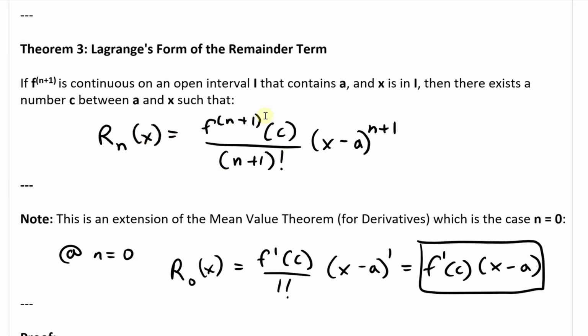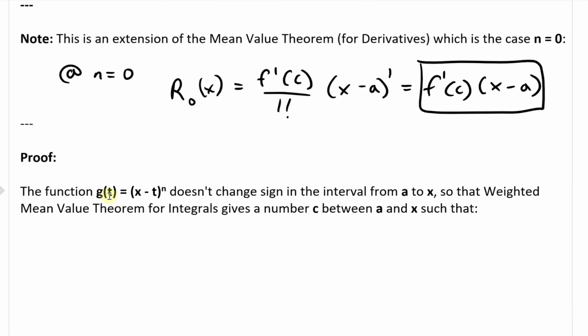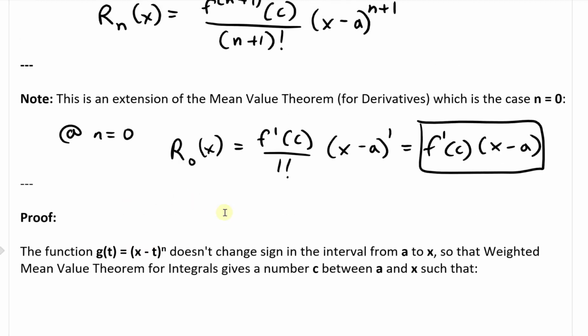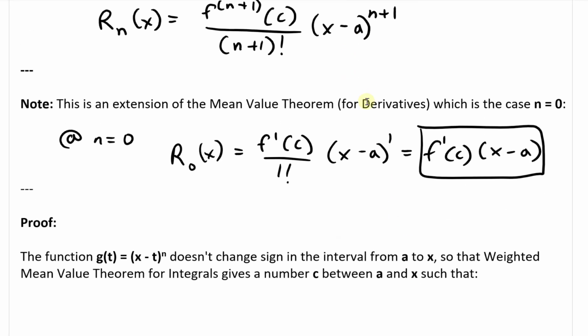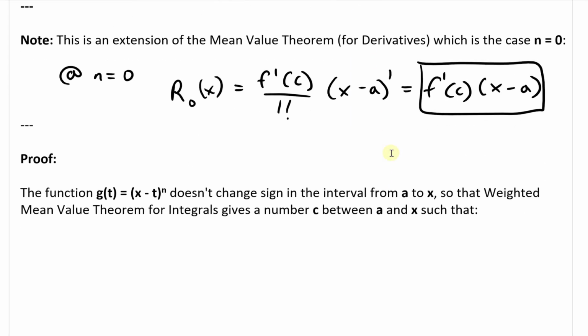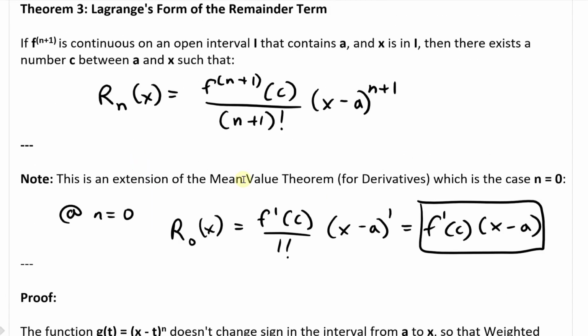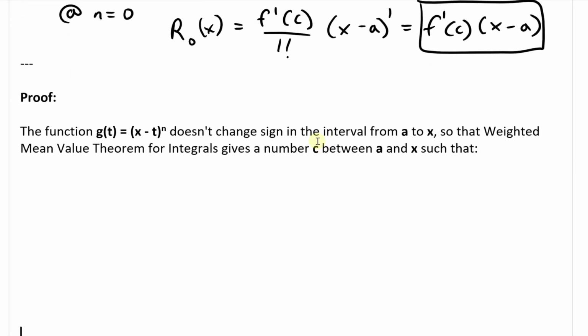theorem 3 right here. What we'll do is first note that the function g(t) equals (x minus t) to the power of n doesn't change sign in the interval from a to x. We're looking at this from a to x, replacing with t, and looking at the power of n right now instead of n plus 1, but we'll get to that soon.